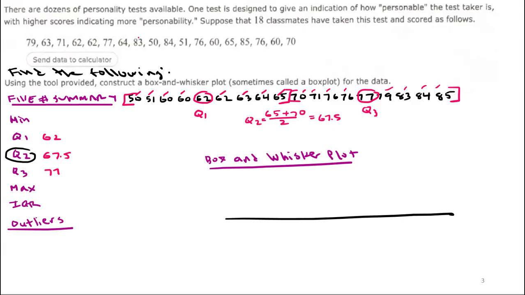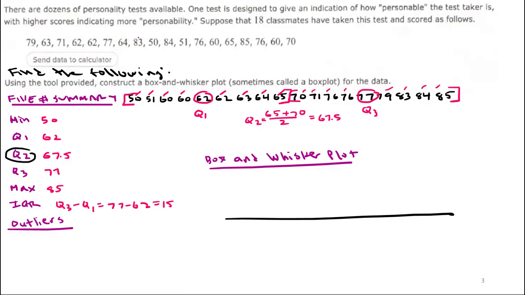All right, and then our minimum number is 50 and our max number is 85. Okay. All right, so now we need to figure out the IQR. So remember the IQR is just Q3 minus Q1. So that's going to be 77 minus 62, which gives us 15.